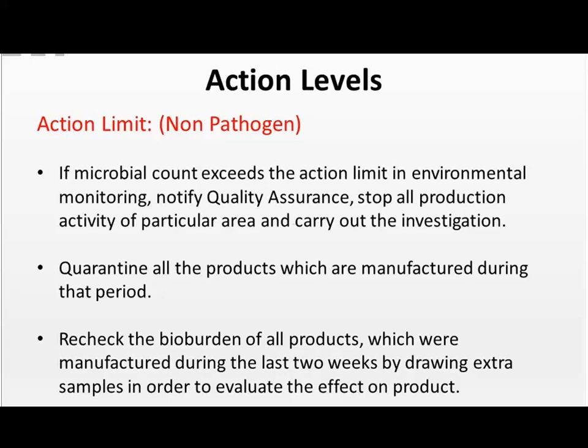I want you to understand that when you have an alert level and that alert level has been consistent or increasing for a period of 3 days, there should be a procedure in place that qualifies that as an action level, so that then quality assurance is notified and manufacturing is stopped, and an investigation can be carried out. The reason that we stop manufacturing is because we've reached a critical level of bioburden, and we do not want that bioburden in the product.